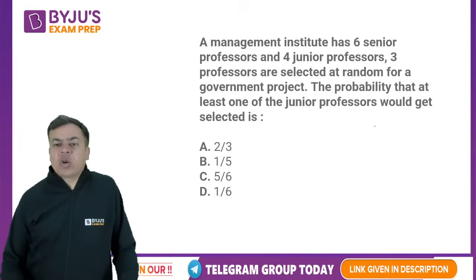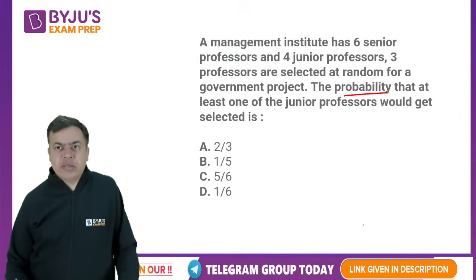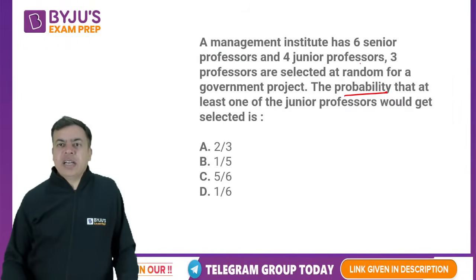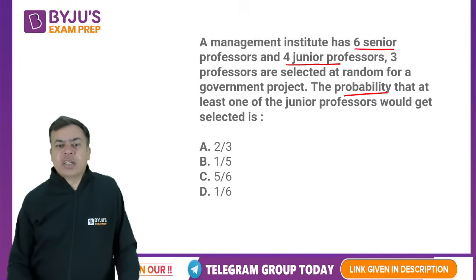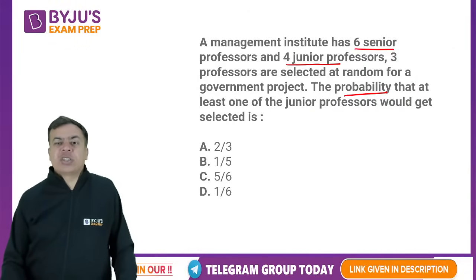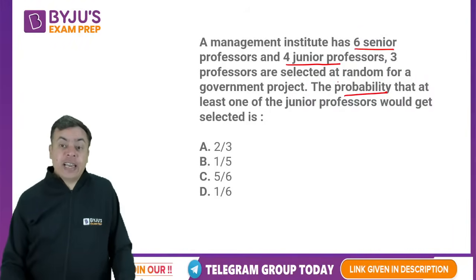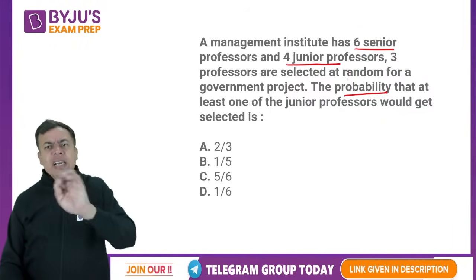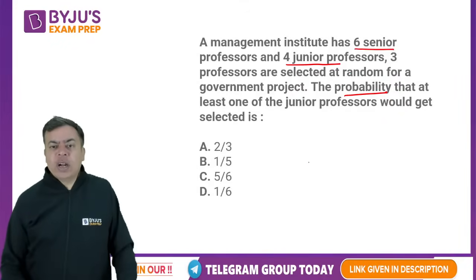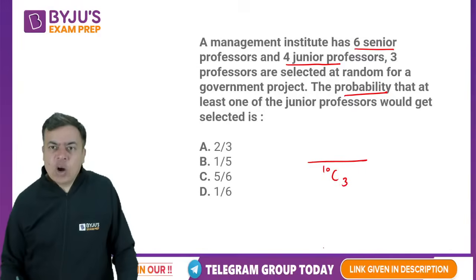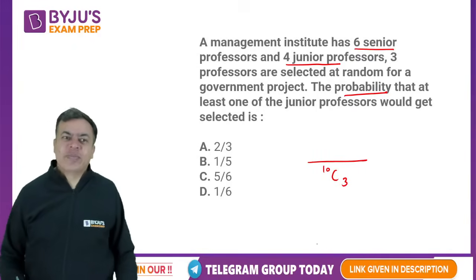Now again, the question is on probability only, right? With a different story. So an institute has 6 senior and 4 junior professors, and you are selecting 3 professors at random. Exactly the same question. So what you are doing? Out of 10 you are selecting 3.